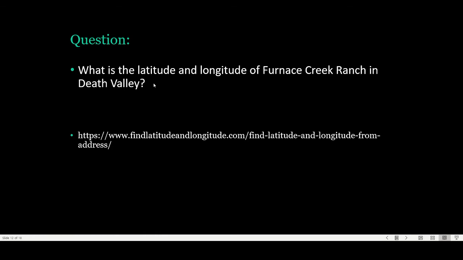So this is an example question from your lab: what is the latitude and longitude of Furnace Creek Ranch in Death Valley? You guys will be using this link, and with this link you'll search in the search bar for Furnace Creek Ranch, and it will tell you the coordinates in degrees, minutes, and seconds, as well as decimal degree format.